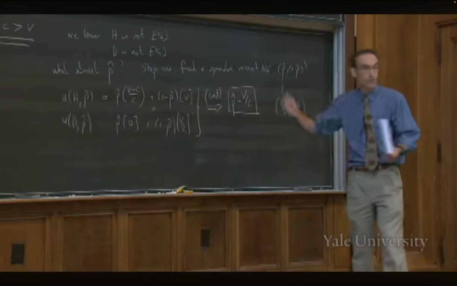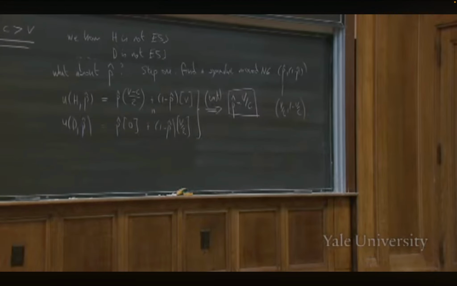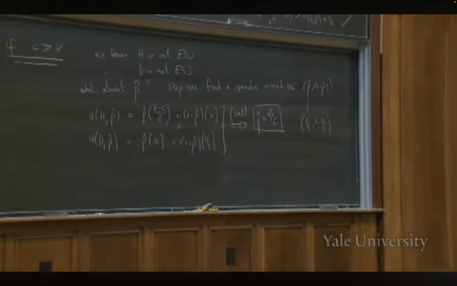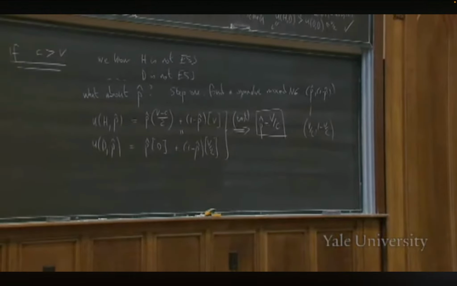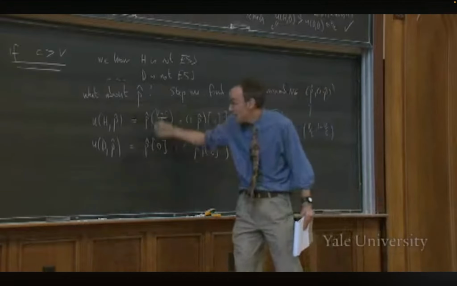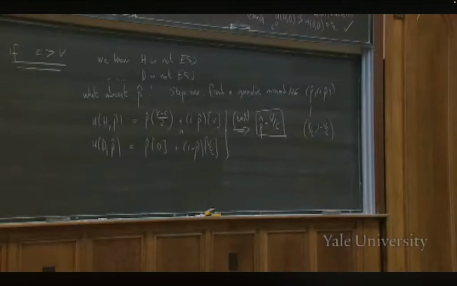Is this a strict Nash equilibrium? I found the Nash equilibrium. Is it strict? Everyone should be shouting it out. It can't be strict because it's mixed, right? By definition, it can't be strict because deviating to h, or for that matter deviating to d, yields the same payoff.